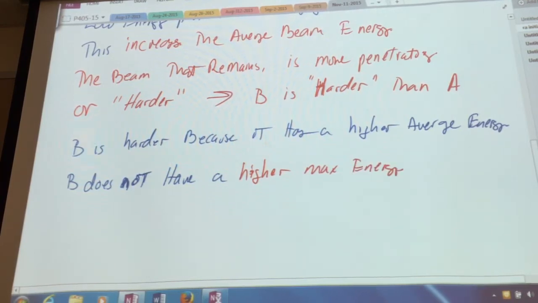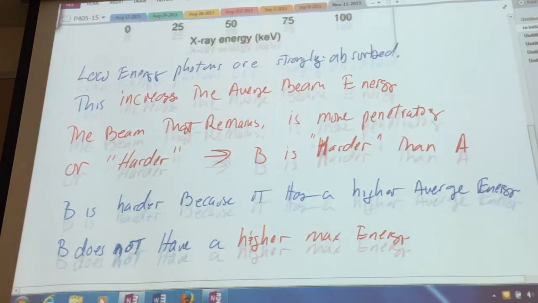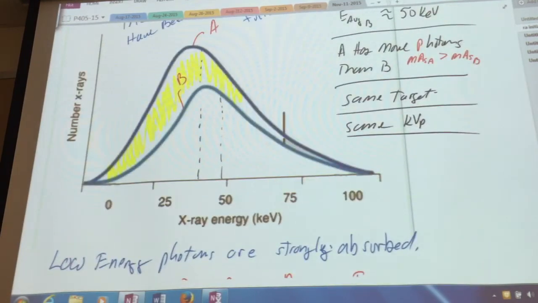So B has a higher average energy, but B does not have a higher max energy. So you have to separate those two ideas of maximum and average, and remember which one you're talking about. Any leftover questions about the shape of these two graphs? You haven't figured it out yet. That's a tough one. Let's try another one.